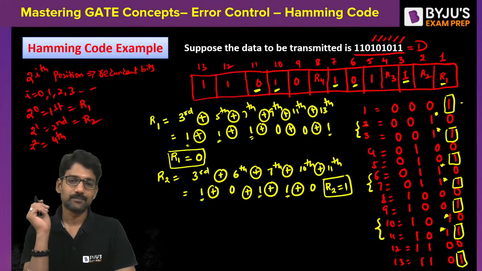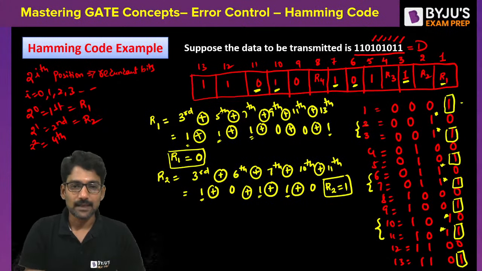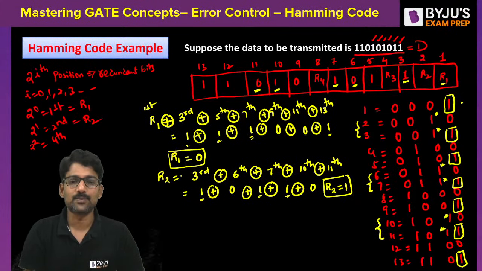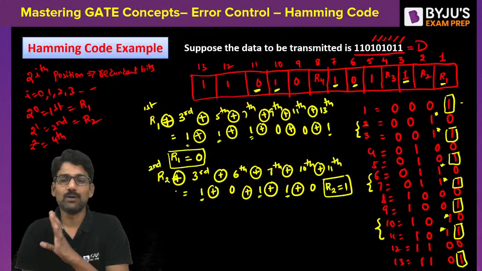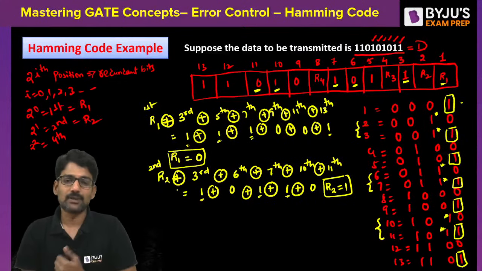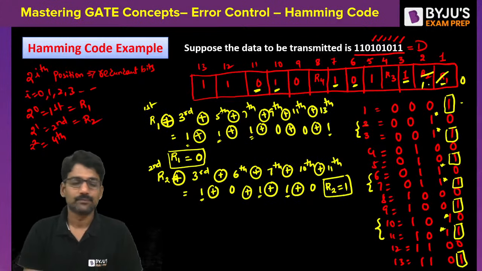Okay, that means like this. So R1 XOR, first position is R1's position, here second position is R2's position. So by adding what, you will get 0. By adding 0 for R1, by adding 1 for R2, you will get it. So R1 is 0, R2 is 1.